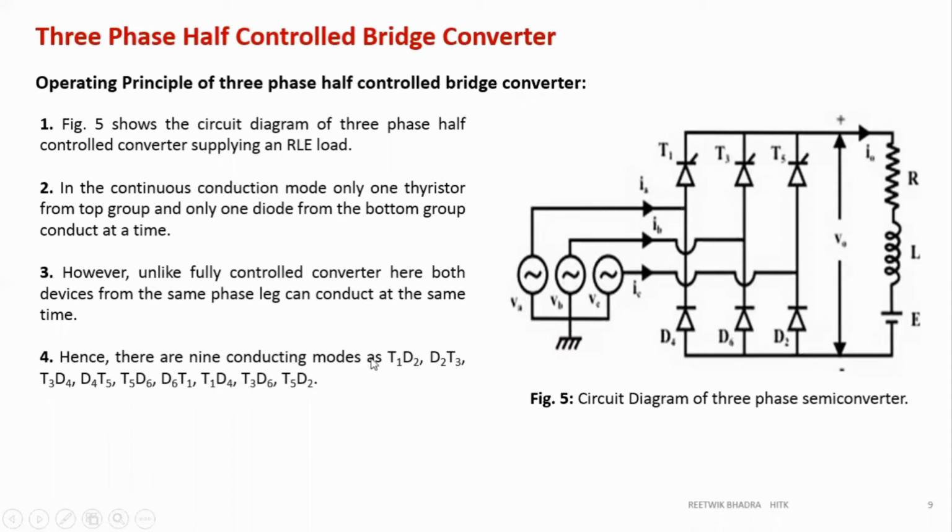So there are 9 conducting modes over here. I've written the conducting modes over here. You can go through it and understand. I have explained 3 of them. When the freewheeling action is done, the others you can do on your own, because the freewheeling path is very important. The conduction path, you know how to do it.